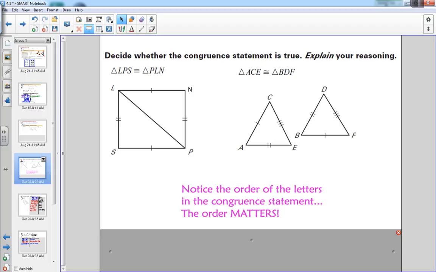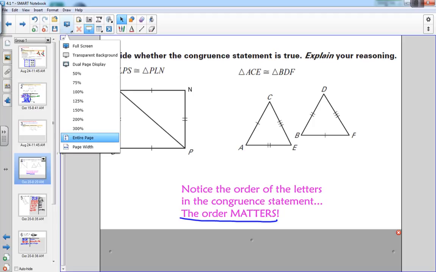So look at these two problems right here. Decide whether this congruent statement is true. Now this is really going to test your understanding of the importance of the order. So pause this video and check if LPS is congruent to triangle PLN and if triangle ACE is congruent to triangle BDF. Alright, assuming that you've paused it and given it a shot, let's see what we have. Let me go full screen here.